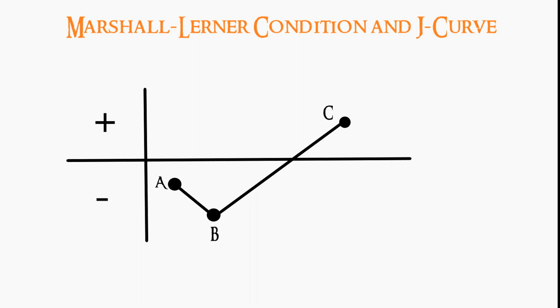Because this will only happen, it'll only go up to point C, if the Marshall-Lerner condition is met. So the Marshall-Lerner condition refers to elasticity. It'll only go into a positive BOP if the sum of the price elasticity of demand of exports added to the price elasticity of demand of imports is greater than 1. So if the goods are inelastic, then this will not happen.